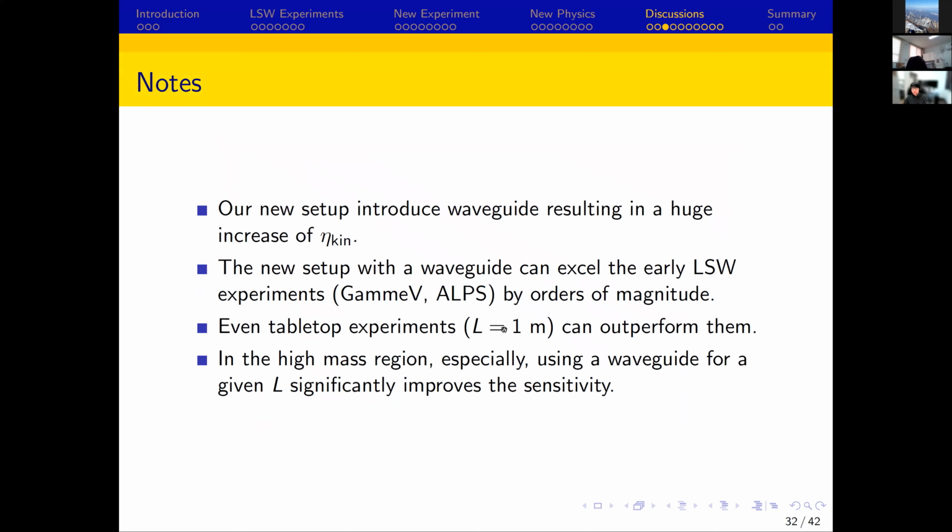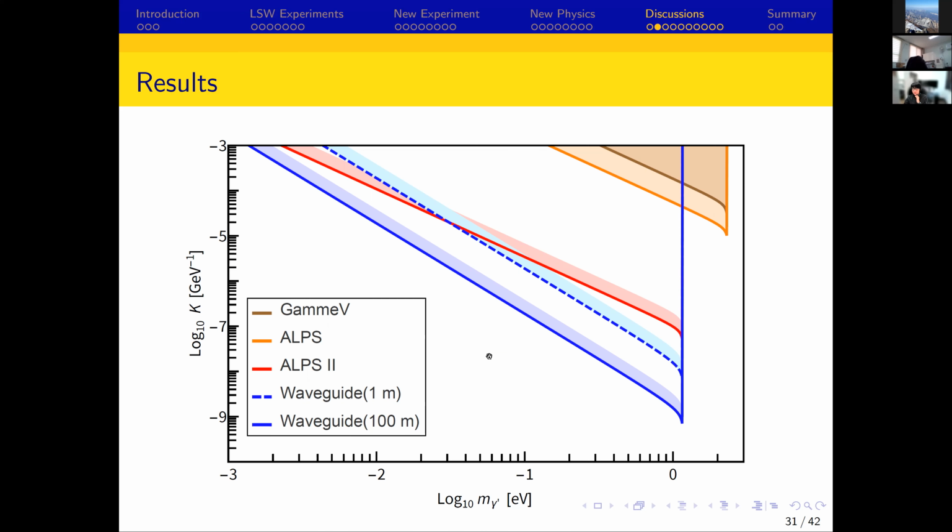So our new setup introduced a waveguide and it results in a huge increase of the kinematic factor, eta. So the new setup with a waveguide can exceed the early LSW experiments by orders of magnitude. And this solid line is a 100-meter experiment, which is identical to ALPS 2, and this dotted line is a 1-meter length experiment, which is considered a tabletop experiment. And this tabletop experiment can outperform other LSW experiments and even ALPS 2 in the high mass region.